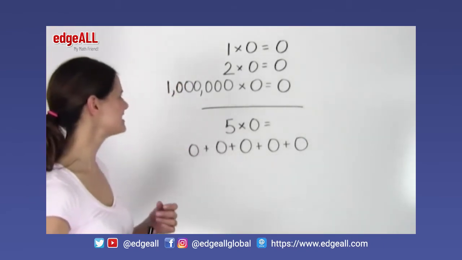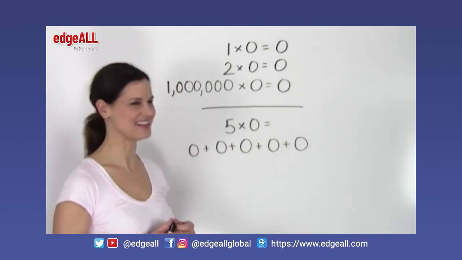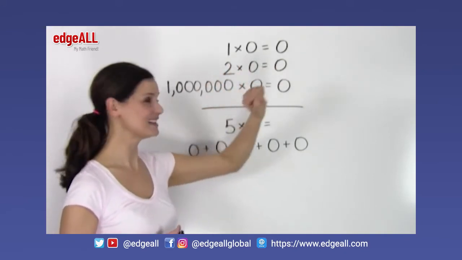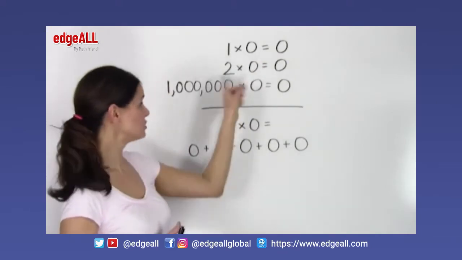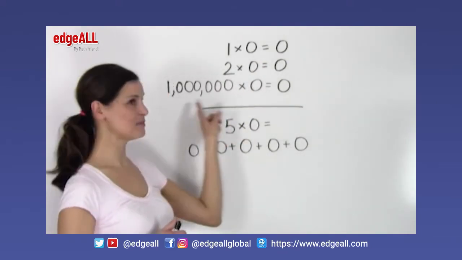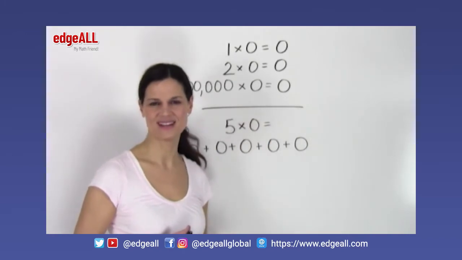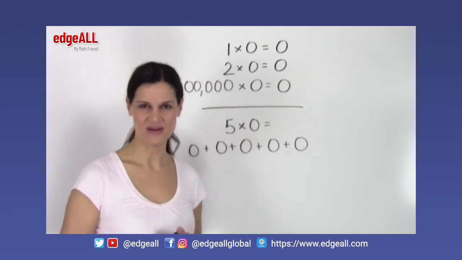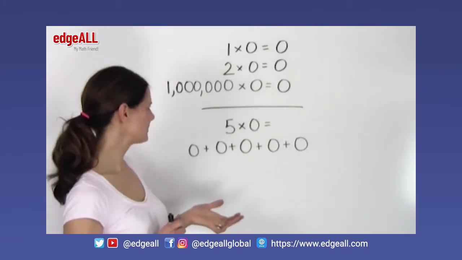Let's look at a few examples of multiplication with 0. We've got 1 times 0, and the answer is 0. 2 times 0 equals 0. Even 1,000,000 times 0 equals 0. Any number times 0 equals 0.